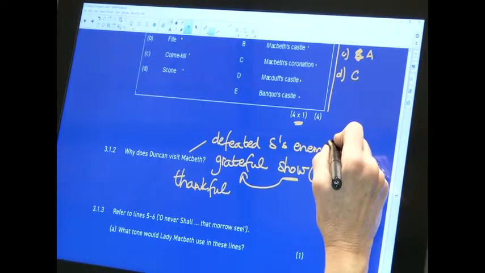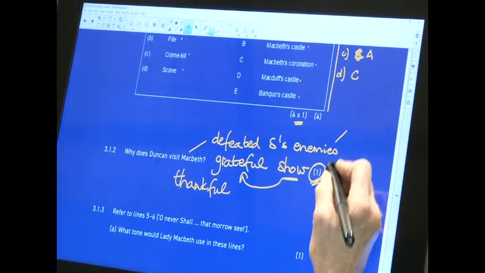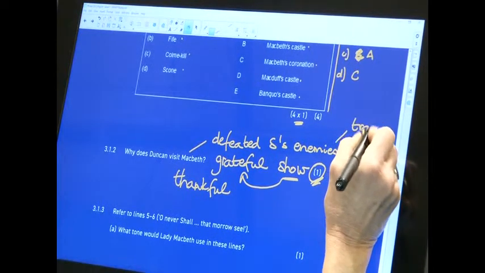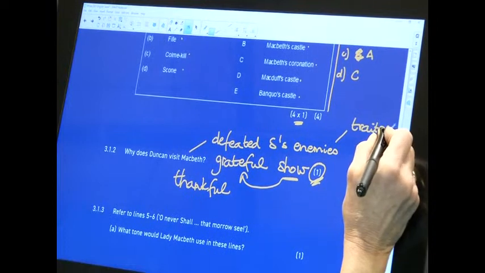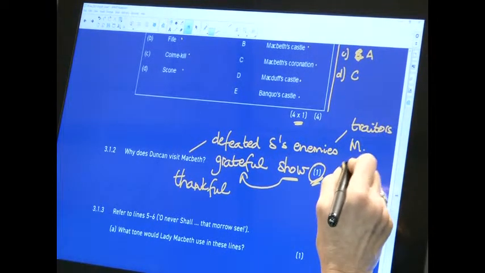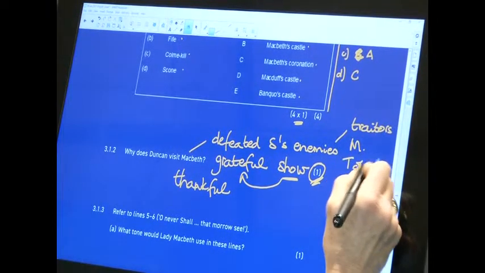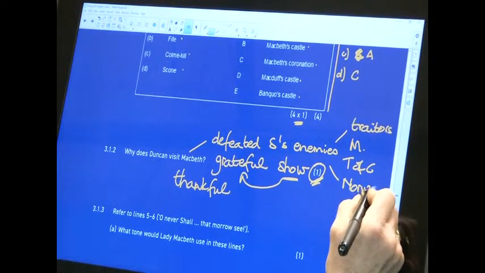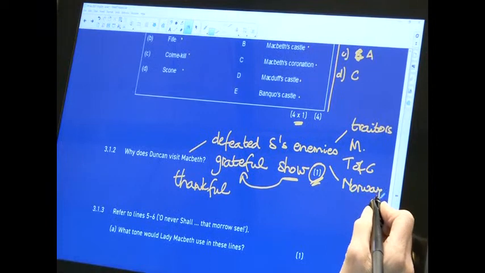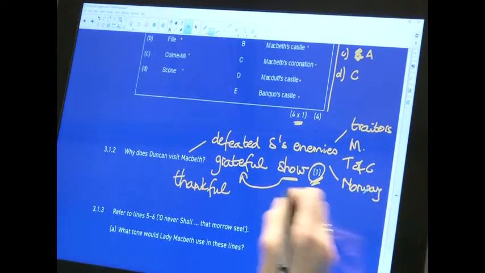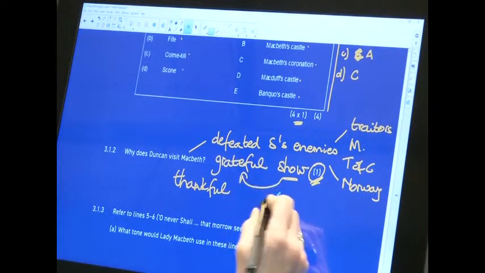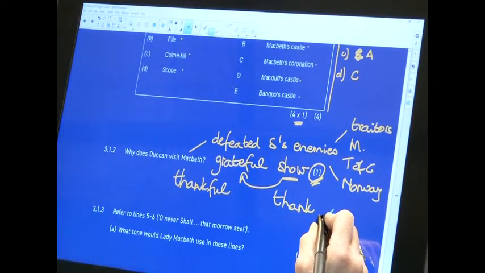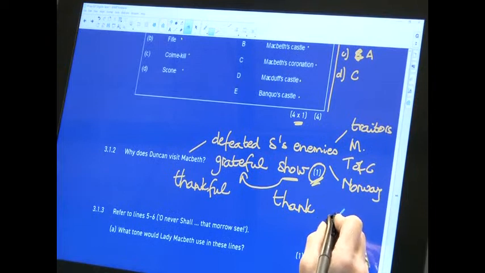So if you remember, and you don't need this, it's 1 mark, but Macbeth defeated the traitor, or the traitors. First of all, there's MacDonald, and then there's the Thane of Cawdor, and then he defeated the Norwegians. The King of Norway invaded. But you don't need all of that. It's 1 mark. So he just wants to thank Macbeth for fighting so well and defeating his enemies.